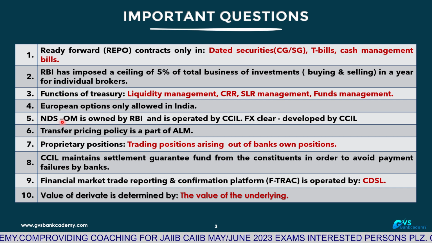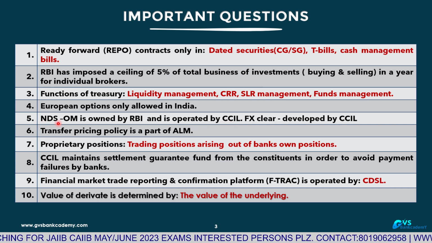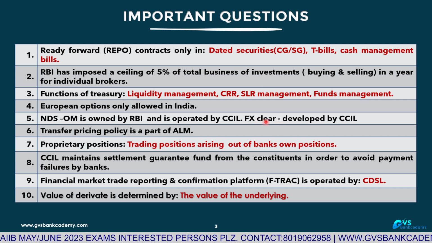Question number 5. NDS-OM, Negotiated Dealing System Order Matching, is owned by RBI and operated by the Clearing Corporation of India. Government of India securities, money market, call money, notice money, term money settlements in CCIL use NDS-OM. For foreign exchange market transactions, the FX-Clear platform is used by CCIL. FX-Clear is for forex settlements. Both are important.